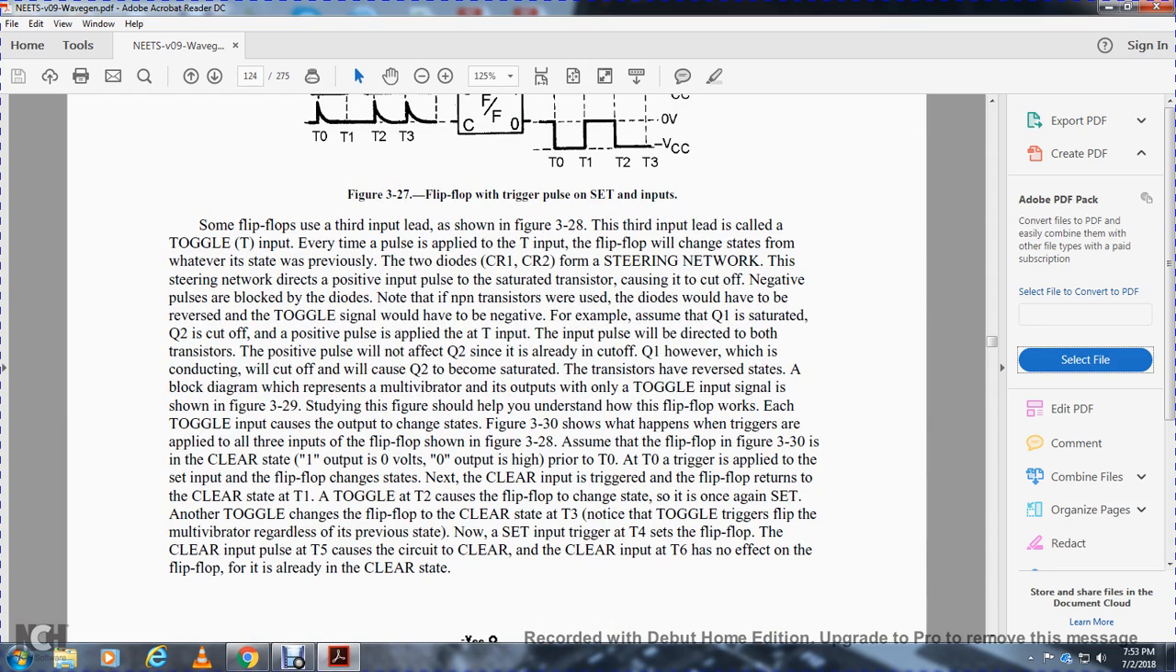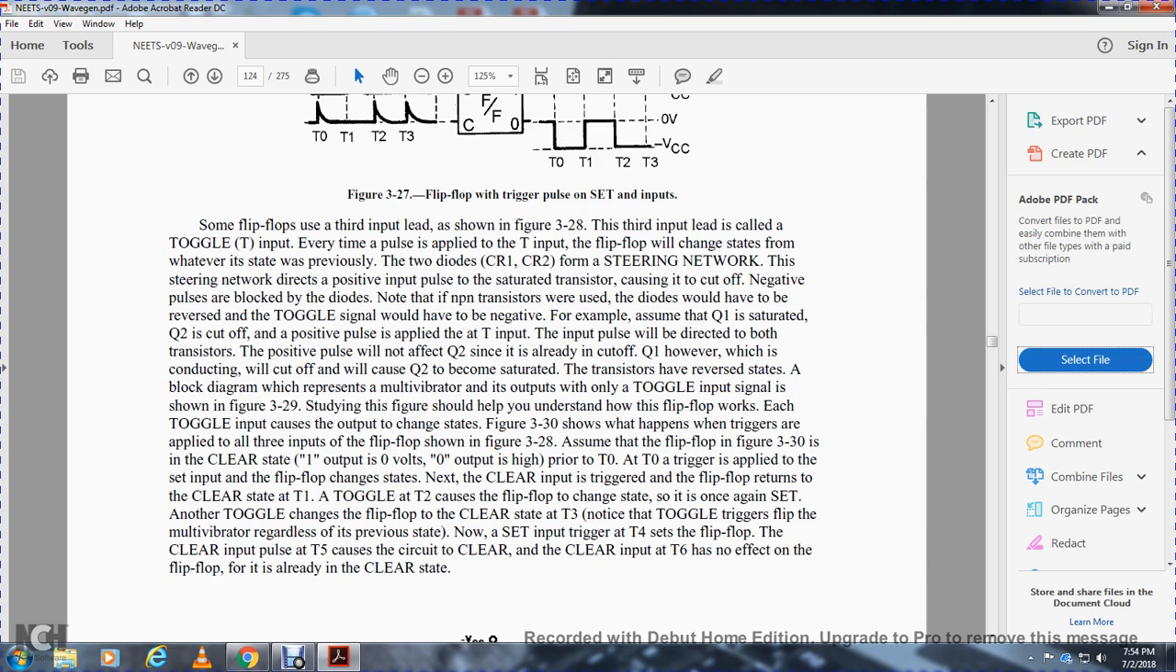Some flip-flops have a third input lead, as shown in figure 328. The third input lead is called the toggle, or T, input. Every time a pulse is applied to the T input, the flip-flop changes state, whatever the state was previously. The diodes and the steering network direct the pulse to the input of the saturated transistor.